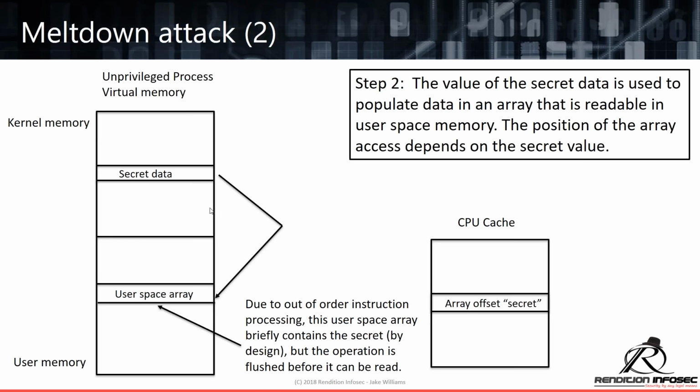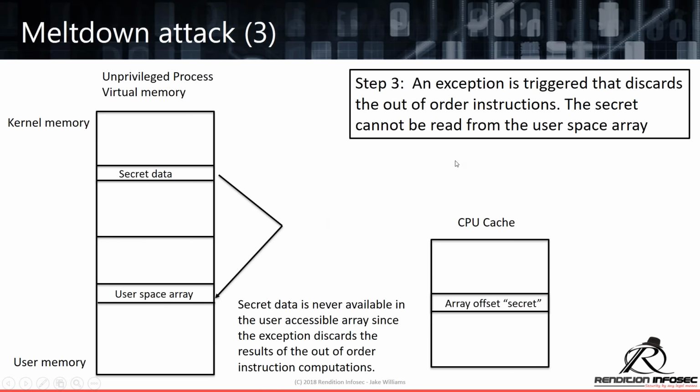But that's not important to us, because in writing the data, we've actually put this one element of the array into the cache. Okay, so step 3, this exception's triggered and the processor says, hey, we executed these out of order. We never should have done this. That was horrible. Let's go ahead and flush any of that data, and make sure that we didn't do anything that would compromise any of kernel memory.